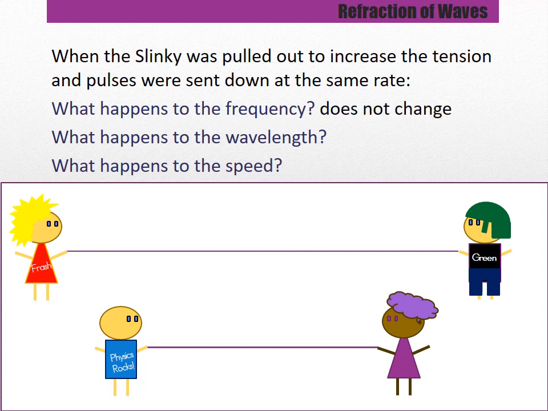So what happened to the wavelength? Well, the wavelength got longer. So the wavelength increased. And what happens to the speed when we pulled the slinky out to increase tension? The speed also increased. Since the speed of a wave equals frequency multiplied by wavelength, if the frequency remains the same, but the wavelength increases, the product of those two numbers will increase as well, so therefore speed must increase.